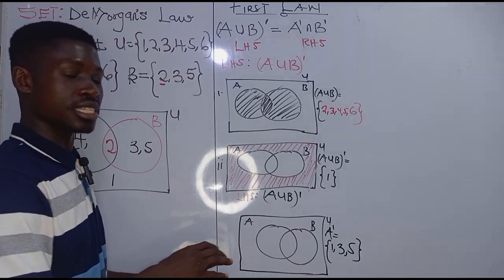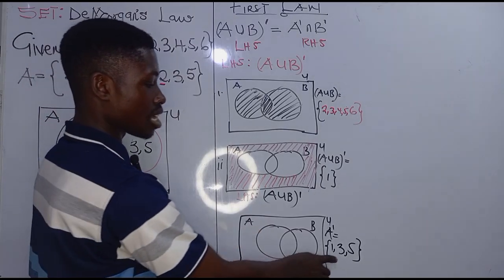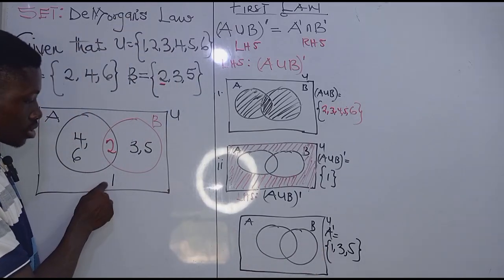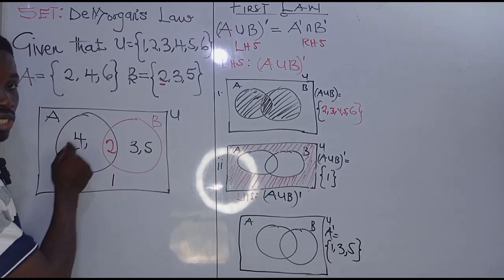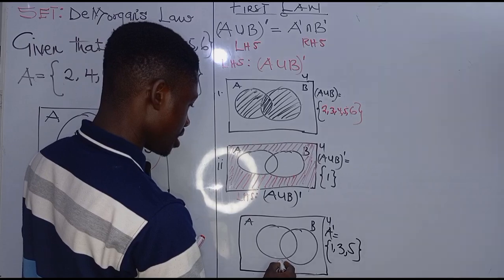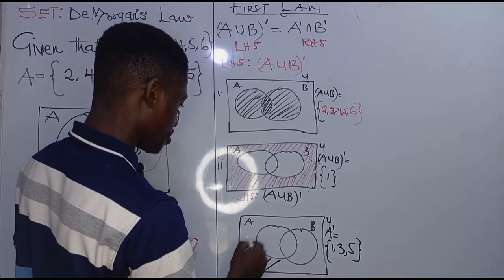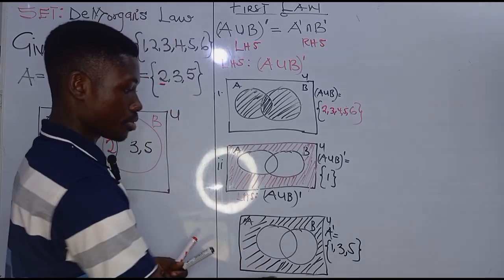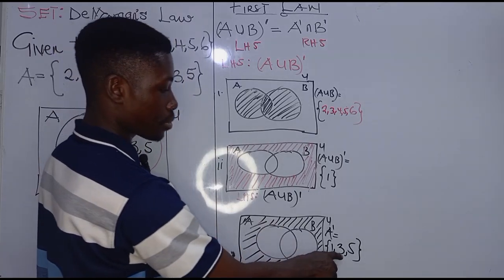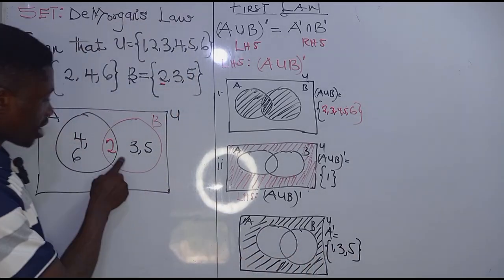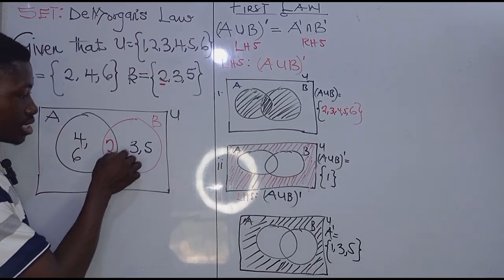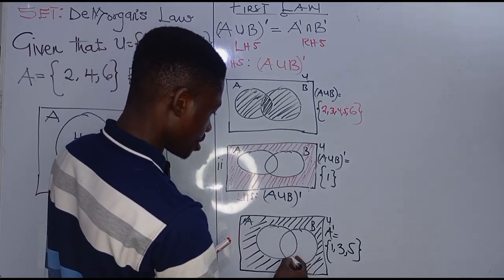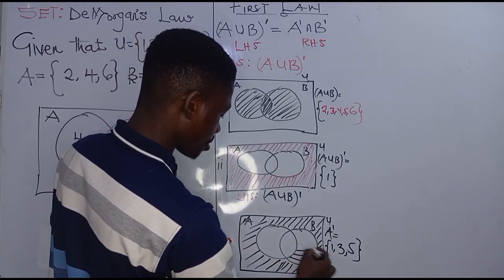So what we are going to do is shade all the regions that contain these elements. So we have 1. 1 is what? All the region outside the two circles. So we are going to shade these regions. So that is 1. And then we have 3 and then 5. So 3, 5 is also in this region. So we are going to shade all these regions.